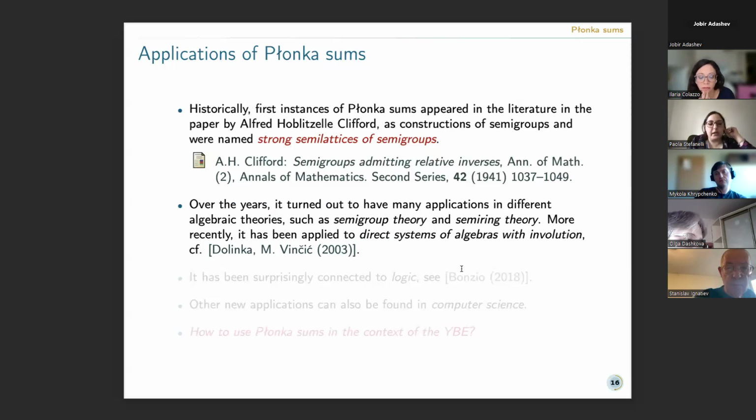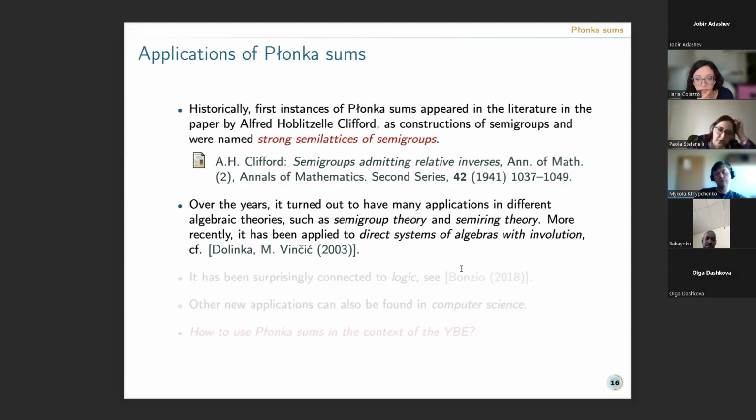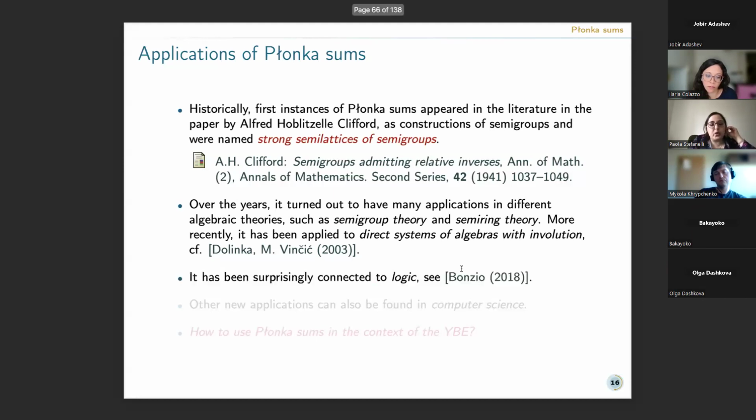Over the years, these Płonka sums turned out to have many applications in different algebraic theories, such as semigroup theory, semiring theory. Recently, it was also applied to direct systems of algebras with involution, and it was also surprisingly connected to logic, and we can refer to the introduction of this paper by Bonzio. Other new applications can be found in other topics that are far from algebra, for instance, from computer science.